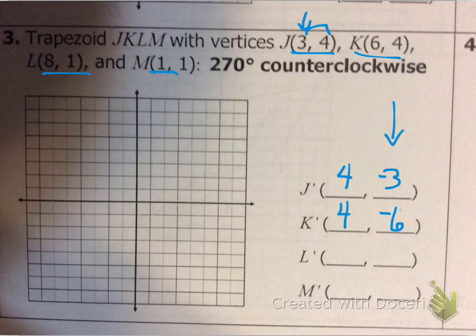I lost my train of thought. Let's see here, 1, 8, negative. And then, well, 1, 1, that's kind of weird. Anyways, so you can kind of see how that works. Notice I'm not doing this with the coordinate graph. I don't necessarily need to, but if you wanted to see the drawing, okay.